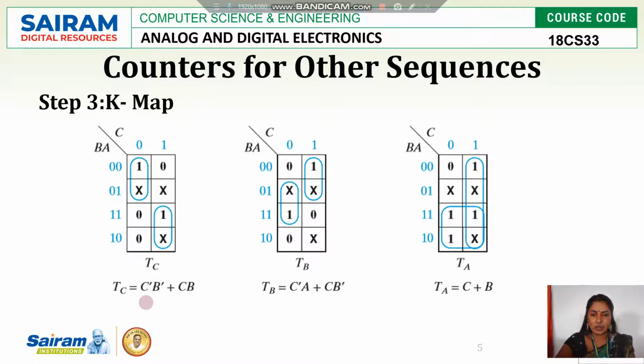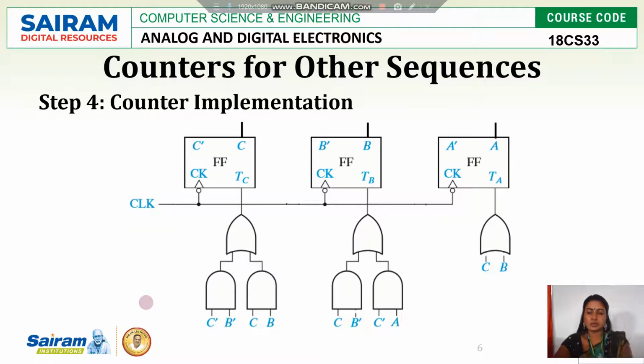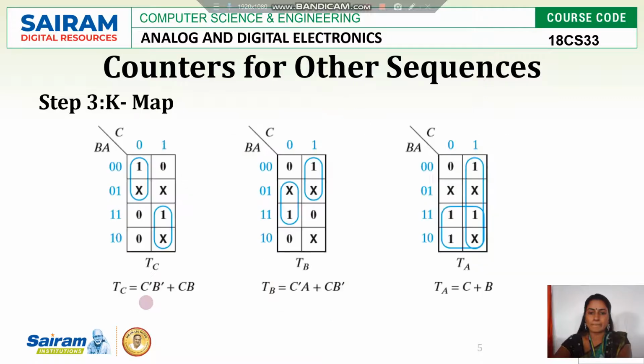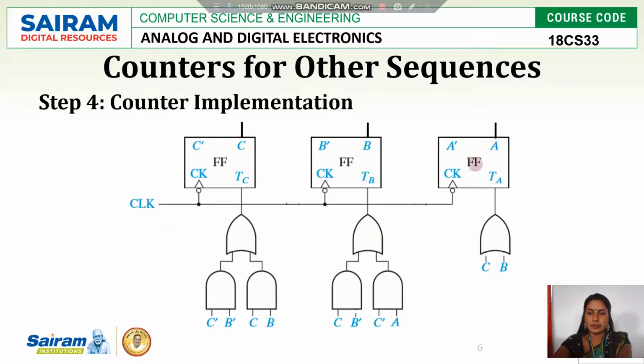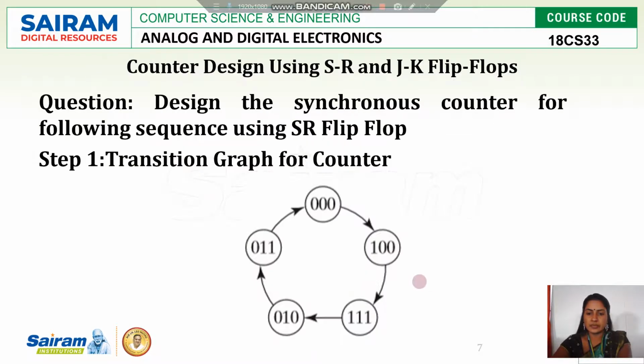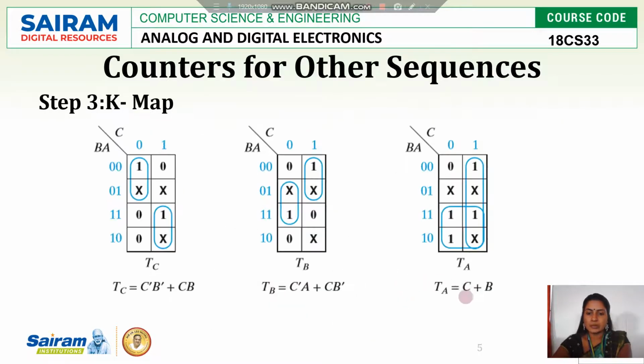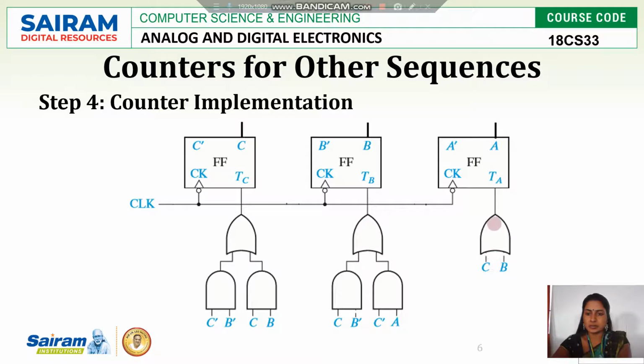So 3 flip-flops. 3 flip-flops are A, B, C, and inputs are TA, TB, TC. We can check. Okay, for the first flip flop, C plus B, so C or B, OR gate I have to use. So OR gate, the inputs are C or B.